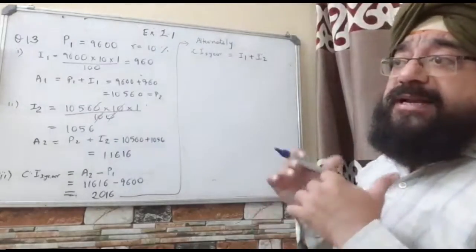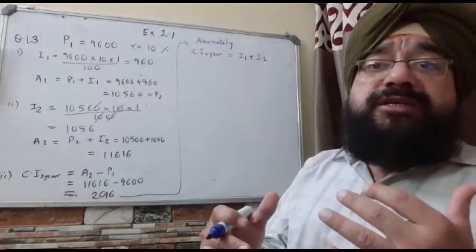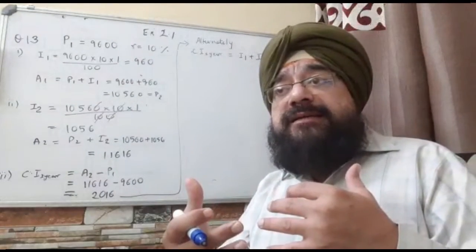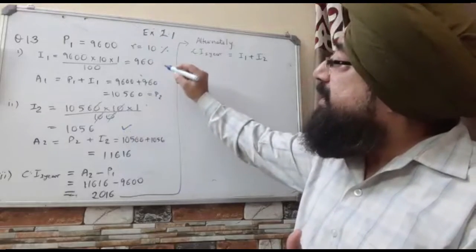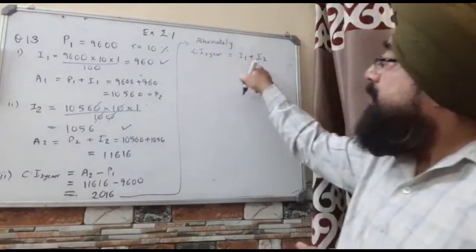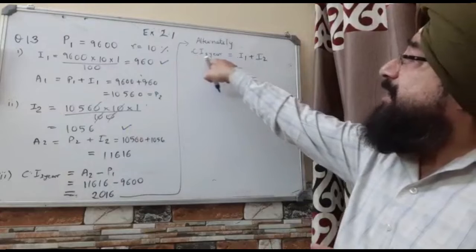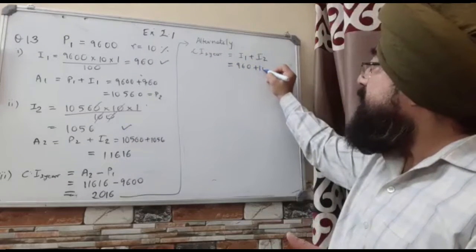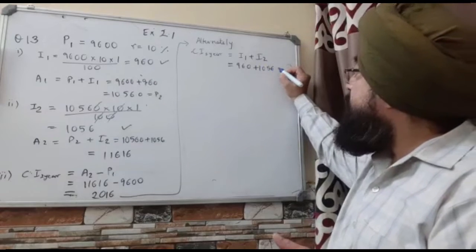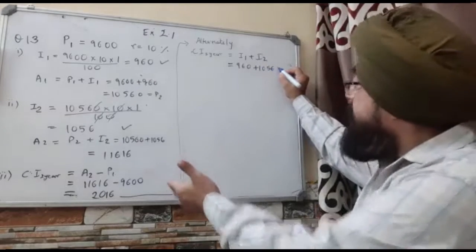फर्स्ट ईयर के इंटरेस्ट पे 10% निकाल के फर्स्ट ईयर के इंटरेस्ट पे जोड़ दिया जाए तो सेकेंड ईयर का इंटरेस्ट आ जाता है. लेकिन सेकेंड ईयर का इंटरेस्ट हमारा आके रखा हुआ है ये, और फर्स्ट ईयर का इंटरेस्ट भी आके रखा हुआ है हमारे पास. तो अगर हम इन दोनों इंटरेस्ट को जोड़ दें तो CI फॉर 2 ईयर्स आ जाएगा. देखो कितना आएगा, 960 प्लस 1056, and to your surprise you will see that this will also come the same.